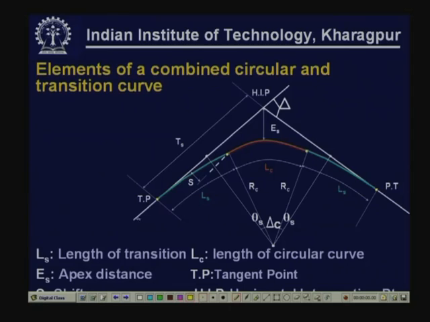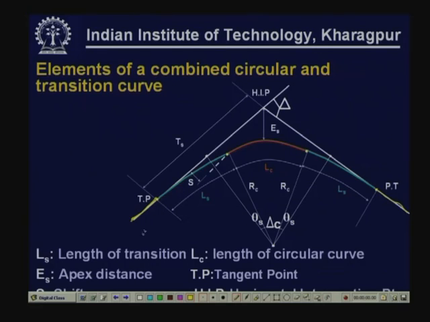This yellow portion is actually the tangent portion. These green lines are transition curves and the circular curve is shown by the red line. Different elements we have tried to indicate. These things are also available in any standard textbook.